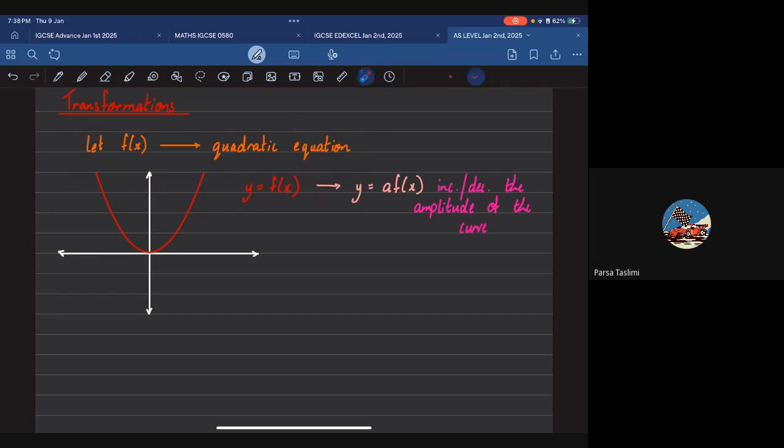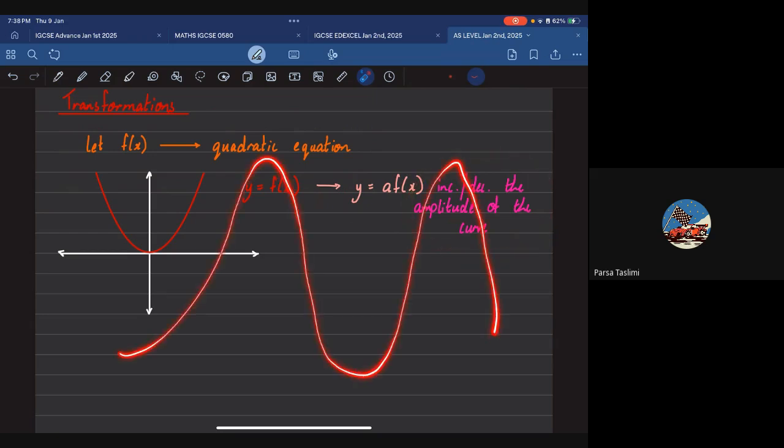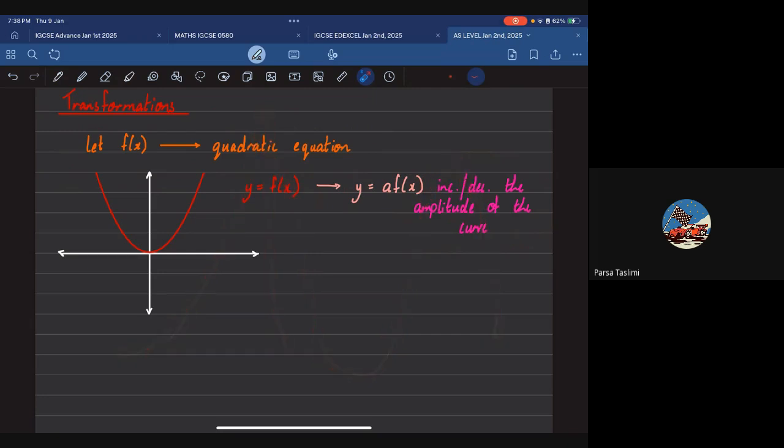This information is going to be critical when we move on to trigonometric graphs, where you're going to see consistent waves. When we transform those waves, you're going to notice changes in amplitude and changes in frequency and stuff of that sort.